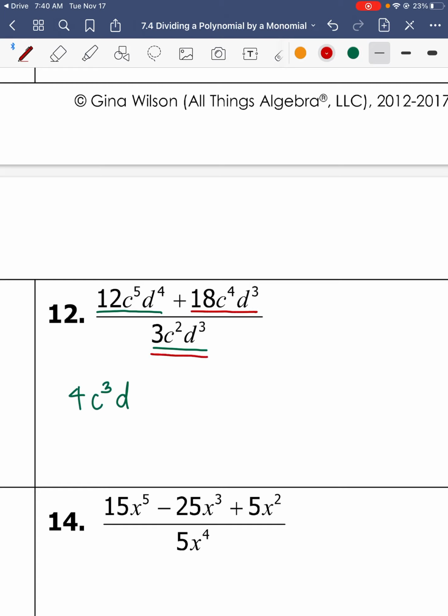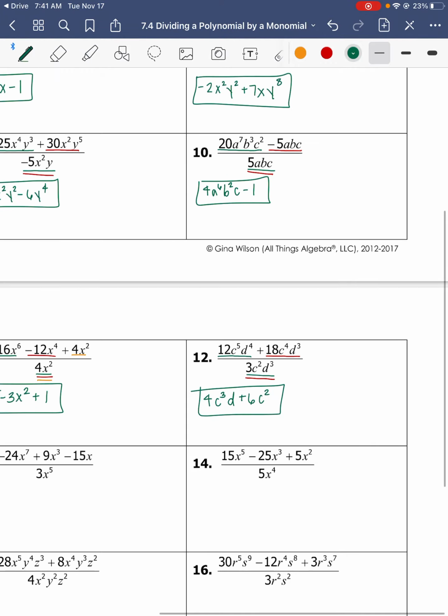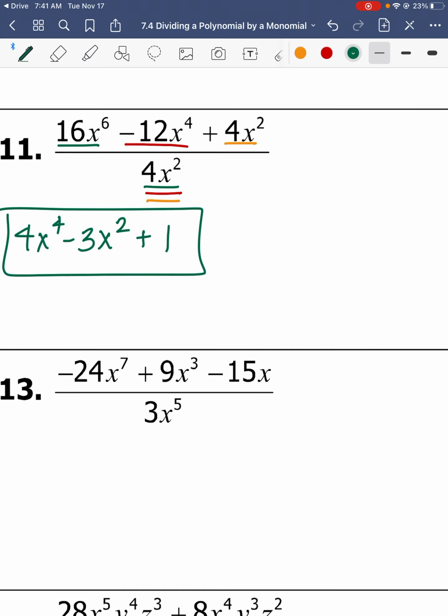Okay? And then 18c to the 4th d cubed divided by 3c squared d cubed. 18 divided by 3 is positive 6. C to the 4th divided by c squared is c squared. And d cubed divided by d cubed is 1. So we multiply that by 1. We don't need to write it. There's our final answer there.